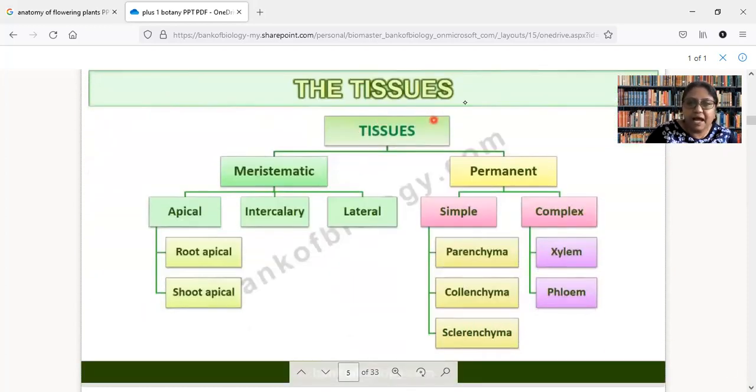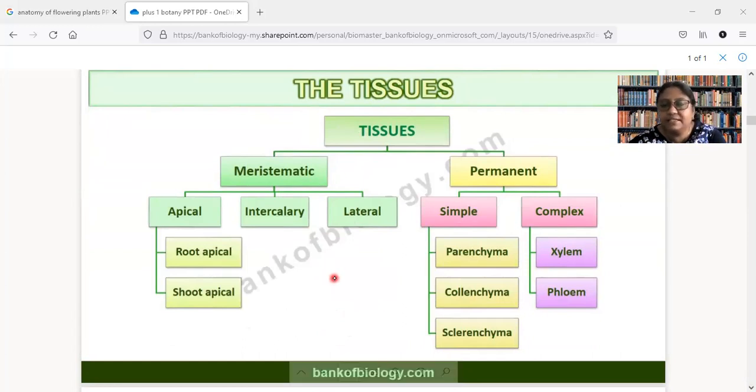Plant tissues can be classified into two types. One is meristematic tissue and the other is permanent tissue. What is the difference between them? In meristematic tissue, the cells divide at their best. That means they are present in the younger parts of the plants and they are ever growing. That means cells are able to go for continuous division.